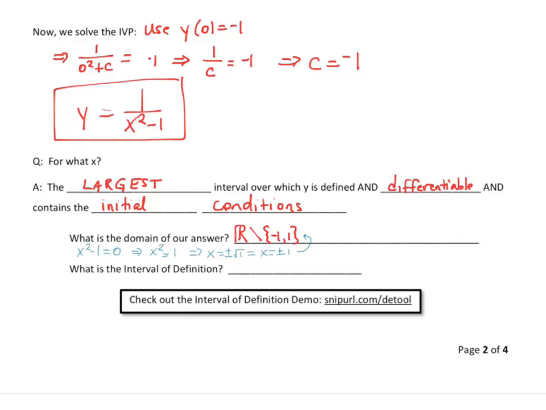Another way to write this domain is it's all numbers from negative infinity up to negative 1, union with negative 1 to 1, union with all numbers from 1 to infinity. So that leaves out negative 1 and positive 1. You can see that by just looking at how this thing graphs on a real number line.